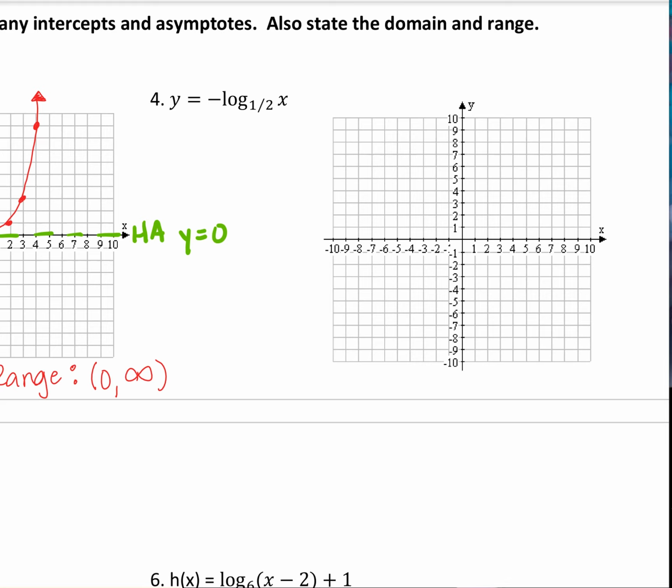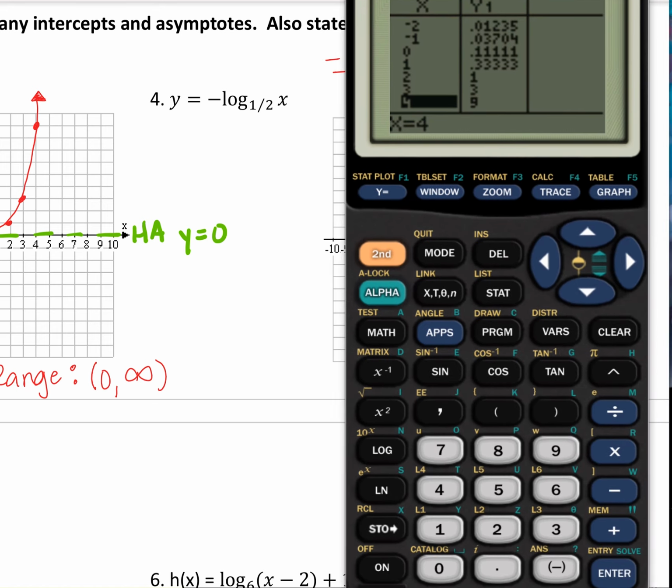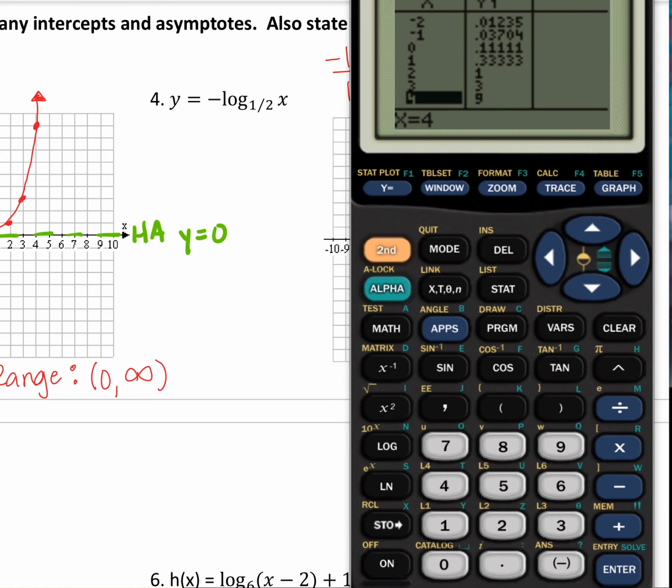All right, so in order to do question number 4, we're going to have to do a change of base of our logarithm. So we're actually going to change it so that it becomes negative log of x on the top with a log of 1/2 on the bottom. So we're going to take our calculator and plug that in.